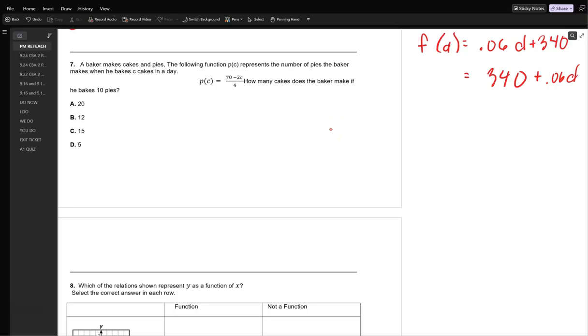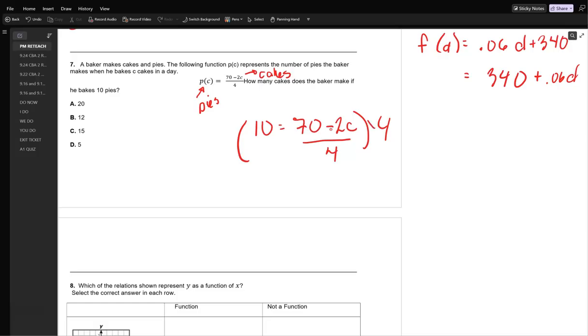So we looked at an example like this, like all of these other ones in class. And our example involved burgers and hot dogs. But basically this right here, we're told represents pies. This one here is cakes. So 10 pies. This is the dependent variable. And we're basically going to look for the corresponding independent variable.